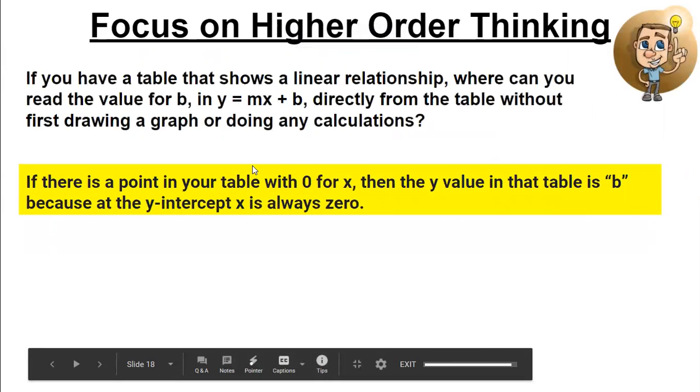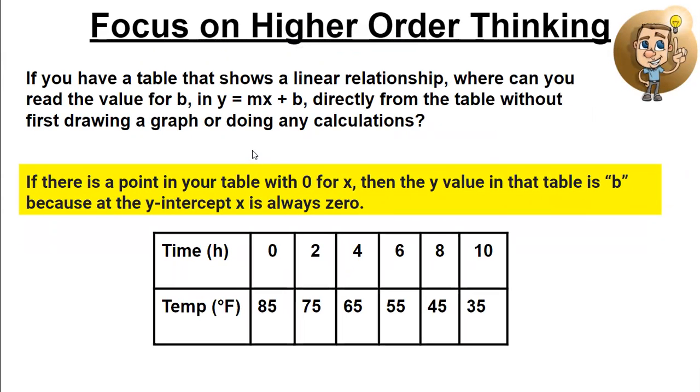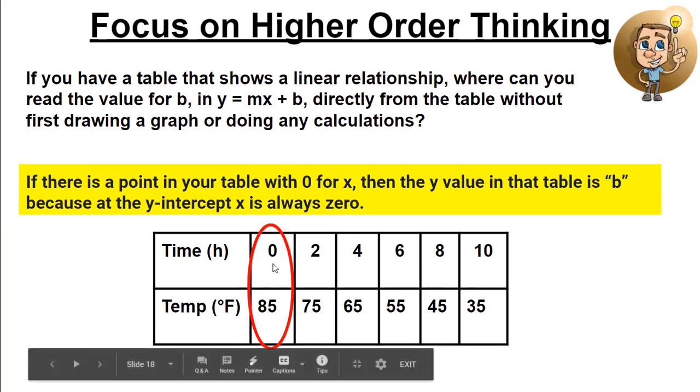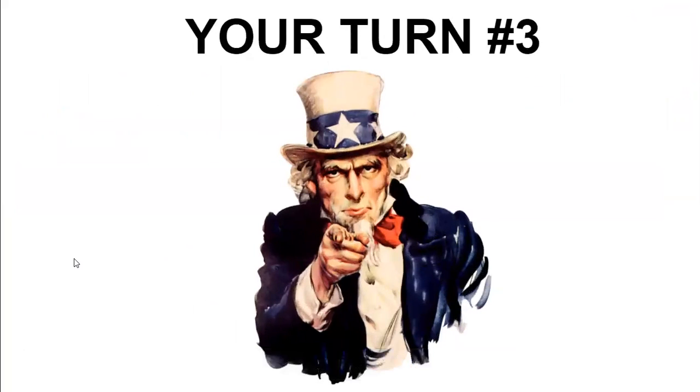So if there is a point in your table with 0 for x, this is the same table we saw earlier, then the y value in that table is b, because at the y-intercept, x is always 0. So if you see a 0 here for x, then the corresponding y value will be your y-intercept. Okay, try a problem like this. I'll see you back in 1 minute or 2.